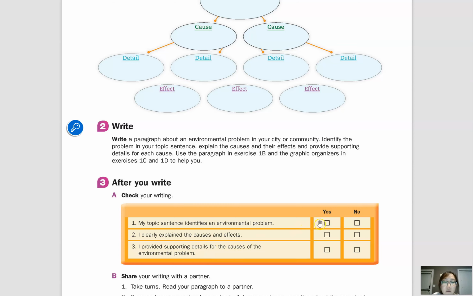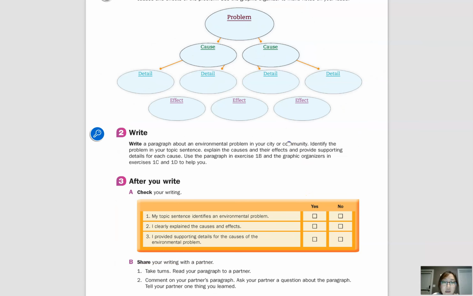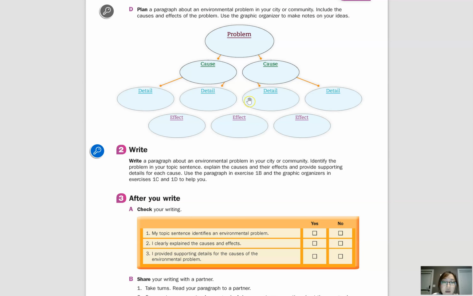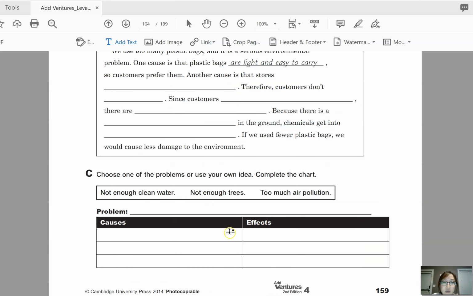Okay, so go ahead and, as I mentioned, you can do this activity or the chart from the worksheet, but either way, it's the same activity ultimately, the same writing assignment. Okay, so you can pause the video and continue when you are finished.